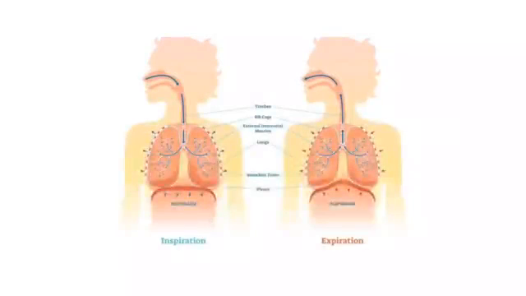The process gets help from a large dome-shaped muscle under our lungs called the diaphragm. When we breathe in, our diaphragm pulls downwards, creating a vacuum that causes a rush of air into our lungs. The opposite happens with exhalation. Our diaphragm relaxes upwards, pushing on our lungs, allowing them to deflate.